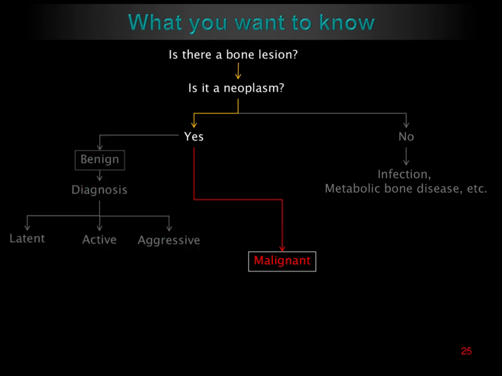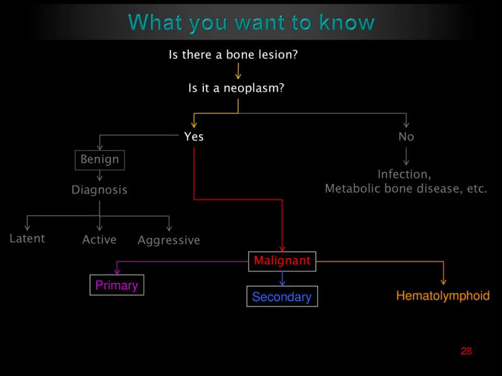Now, when it comes to malignant lesions, you want to know whether it is a primary malignant tumor of bone or whether it is a secondary in the bone, that is, some sort of metastasis in the bone from a cancer from some other organ, or whether it is a hematolymphoid malignancy.